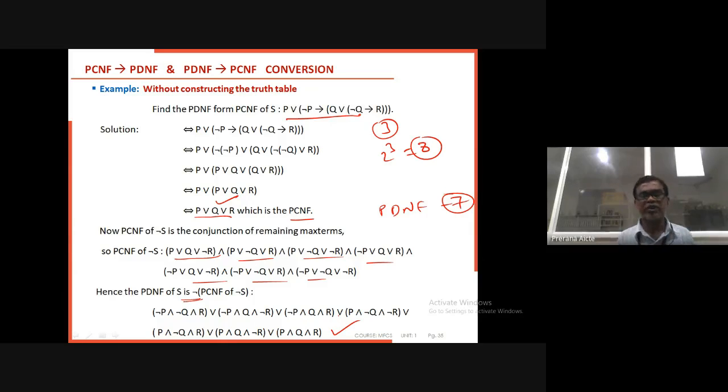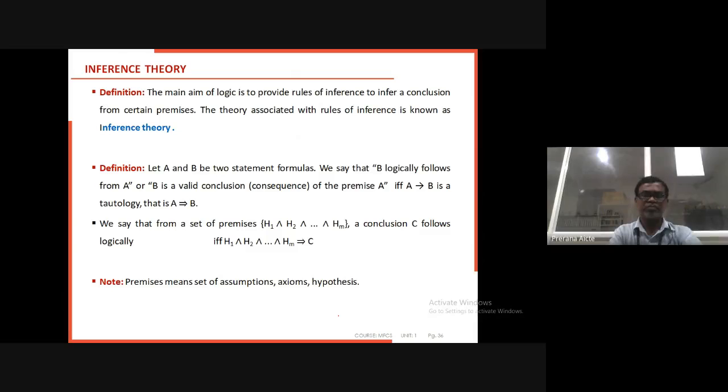Similarly, vice versa, we can apply this same process. This is the way we convert from PCNF to PDNF or from PDNF to PCNF.